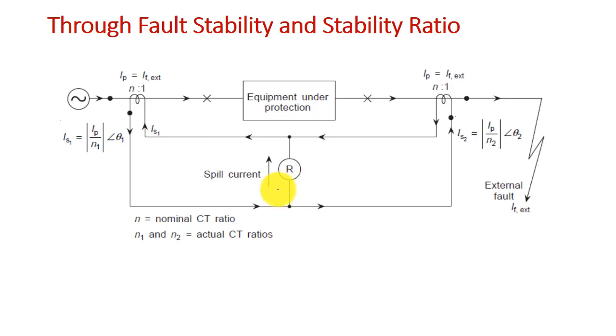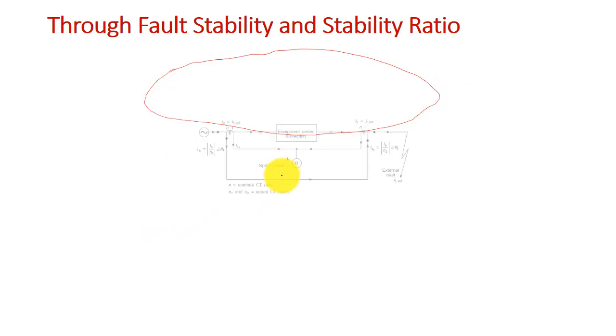Okay, so now we can see that this is the same circuit we have shown before. The external fault is happening outside the protection region. This is your protection region, up to this, so your fault is happening external to the protection region, and therefore there will be some spill current, and hence how will we define the through fault stability.